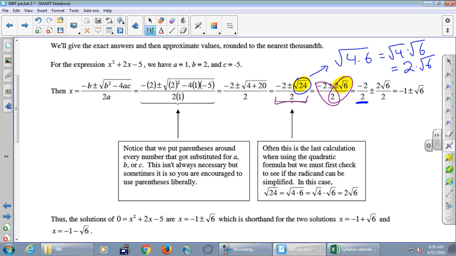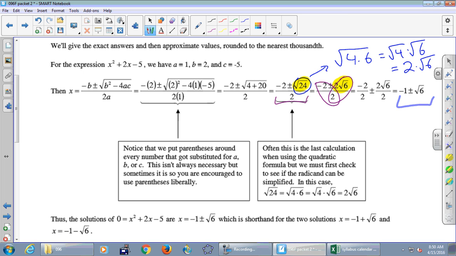So negative 2 over 2 becomes negative 1. 2 root 6 over 2, the 2's are both outside so they can cancel. We just get root 6. So negative 1 plus or minus root 6. These are the exact solutions.